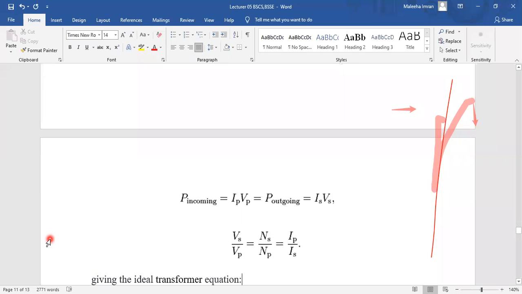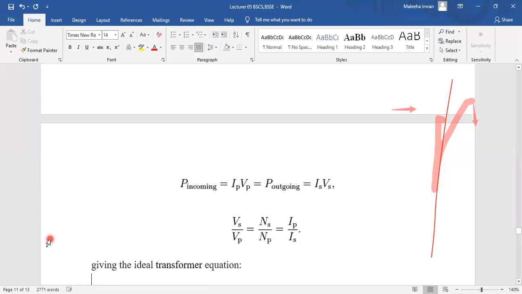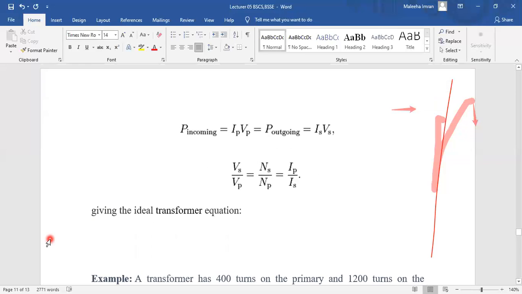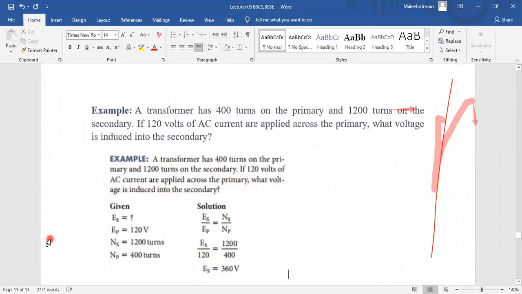This is our equation that P incoming is equal to P outgoing. The incoming is written as IPVP and the outgoing is written as ISVS. If you equate these two equations, then you can find the ideal transformer equation, that is Vs over Vp is equal to Ns over Np, or this is also equal to Ip over Is. This is the ideal equation. Here we have a simple example.